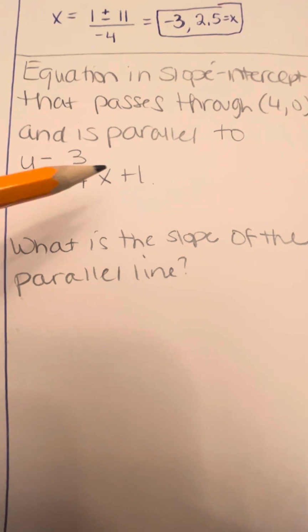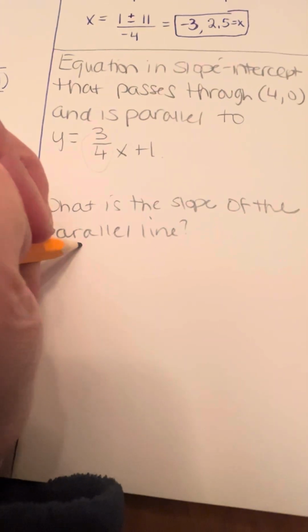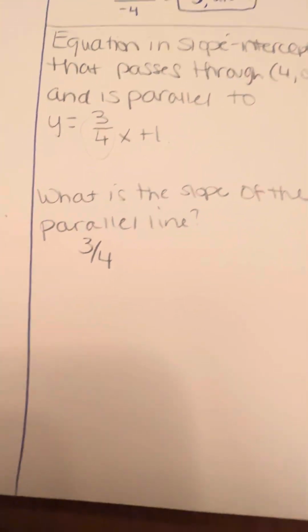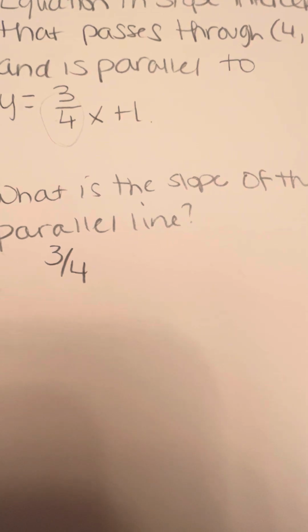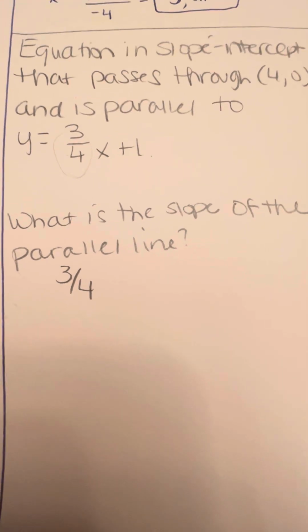Immediately, parallel lines have the same slope. So my slope is 3/4. That's a really super duper easy question. You don't have to do anything exciting with the slopes for parallel lines. They just have different y-intercepts.